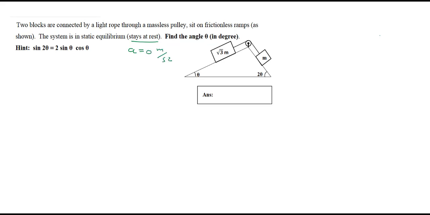Alright, so now let's take the first block. The first block here is theta. I'm going to call this first and I'm going to call this second. So the first block will have 3m. What are the forces on this? This is the rope. The first force on this block is tension.